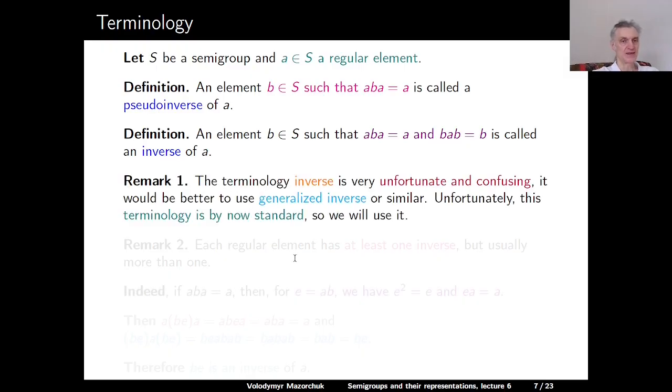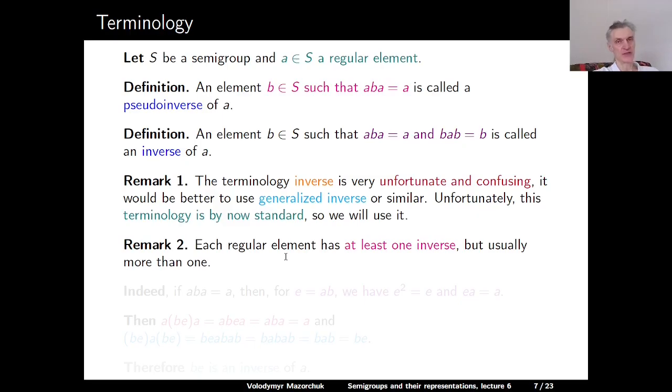A remark: this terminology inverse is very unfortunate and confusing because it is very similar to the terminology of an inverse element in the group. It would be better for semigroups to use a generalized inverse or something, but unfortunately the terminology inverse is by now standard, so we will use it. Remark 2. Each regular element has at least one inverse, but usually more than one.